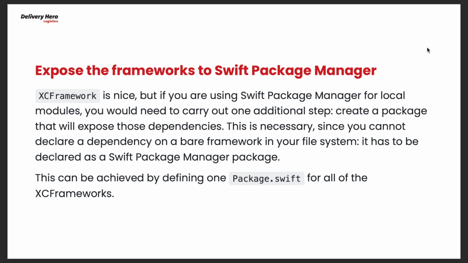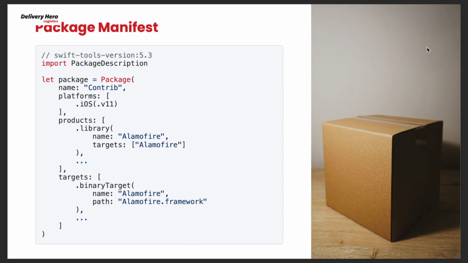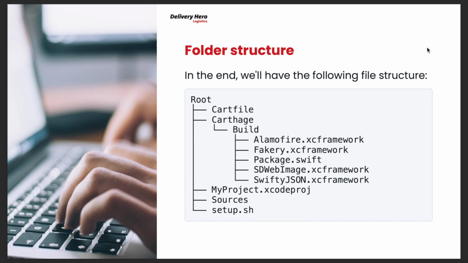Then, Swift Package Manager supports binary targets. So you could define a package manifest that would give you a library and its binary target together. SPM would know that in the package Contrib, there is a product called Alamofire that would be built from the binary target. Essentially, you get the following folder structure, where you just have a bunch of XCFrameworks and one Package.swift. So that's it.